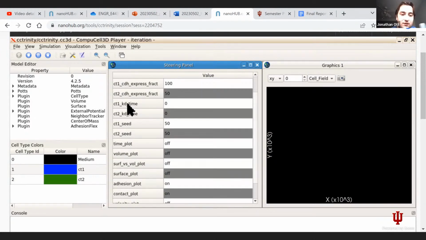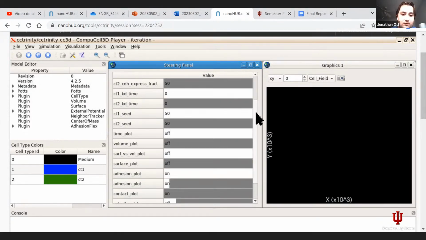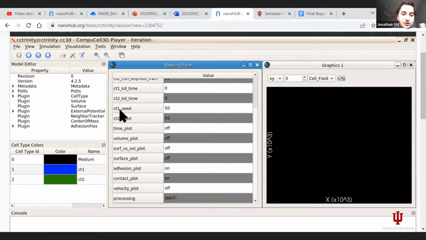And then from here, you can set the knockdown time. This is the amount of time, Monte Carlo steps, in the simulation where that knockdown takes effect. We're going to have it start right from the beginning. There's going to be 50 cells of each. That's what the seed shows. CT1 seed is the number of cells seeded for cell type 1. CT2 shows the number of cells seeded for cell type 2.